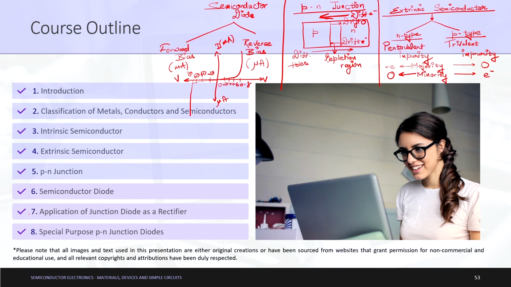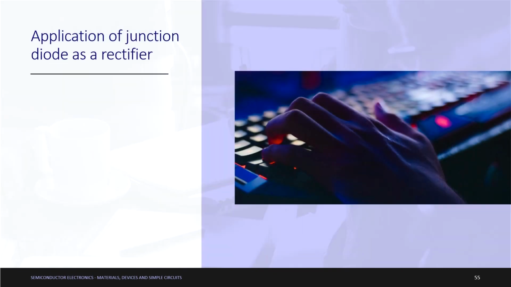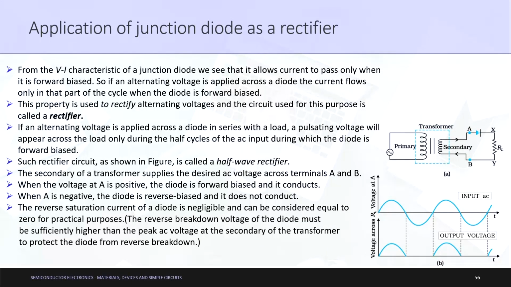Now let us start with the 7th subtopic, that is the application of junction diode as a rectifier. Let us understand what is being talked about here. What is the basic concept we are trying to implement? From the VI characteristic of a junction diode, we see that it allows the current to pass only when it is forward biased.